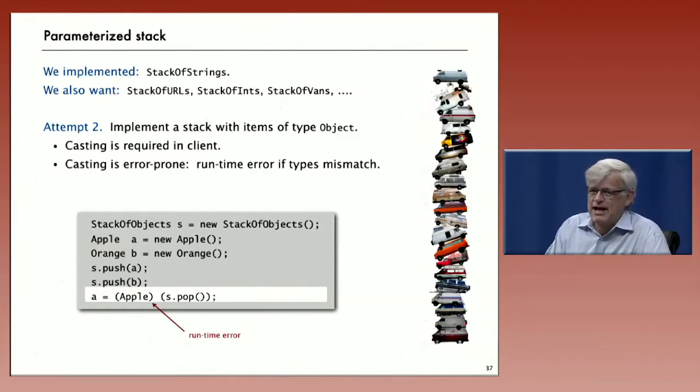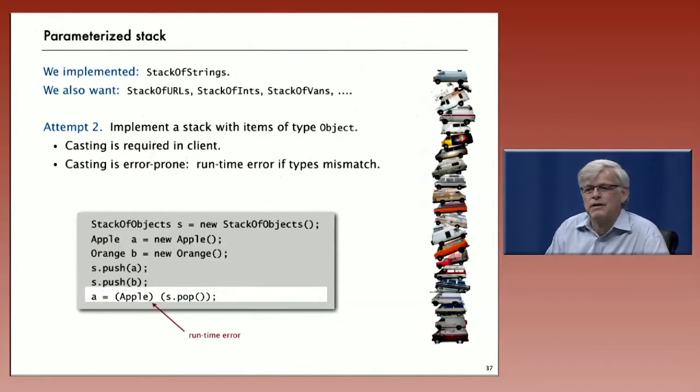A quick hack that is widely used is to use casting to reuse the code for different data types. So we make our implementation with type object, so everything in Java is a subtype of object, and then the client, when the client comes to use it, will simply cast the result to the corresponding type. I don't want to spend a lot of time on this because I think this is an unsatisfactory solution.